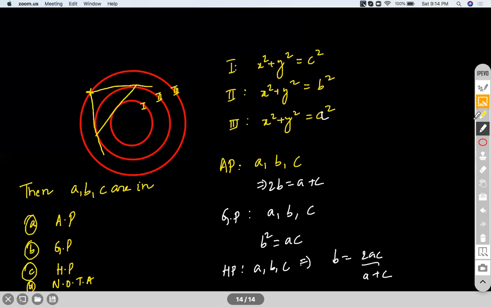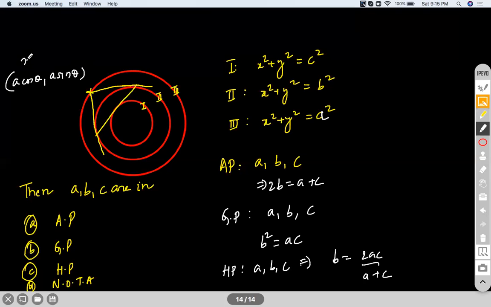See, first of all, if I say there's a point on the outer circle and you're drawing a tangent to the chord of contact to the inner circle. Can you choose a point on the outermost circle, that is the third circle? Remember, if you want to choose a point, you should choose it in parametric form. So you can choose this point as a cos theta, comma a sin theta.